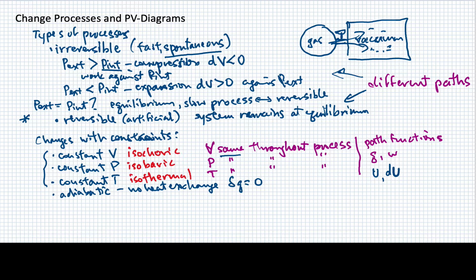All right, now I want to talk a little bit about PV diagrams. These are a special way we have of tracking these things. And I will also say that PV diagrams are especially useful when we're talking about reversible processes, because a reversible process allows us to actually specify a path graphically on a PV diagram.